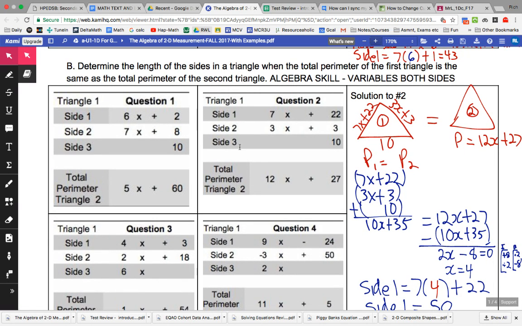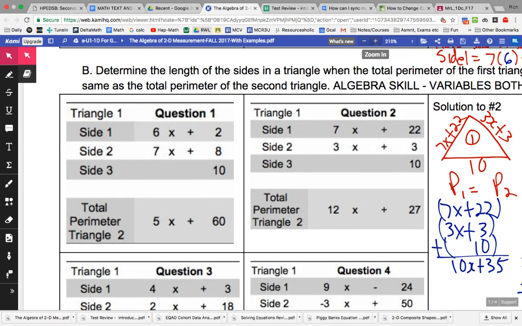Okay, so here we go. Triangle 1, question 2. The first side is 7x plus 22, which means the side length is 7 times some number plus 22. The second side is 3 times the same number plus 3 more, 3 constants. And the third side has a length of 10. Underneath, you see that the total perimeter of triangle 2 is also in terms of x and a constant: 12 multiplied by a number plus 27. Okay, so that's the scenario that we have.